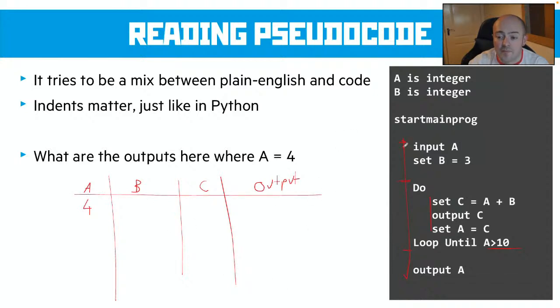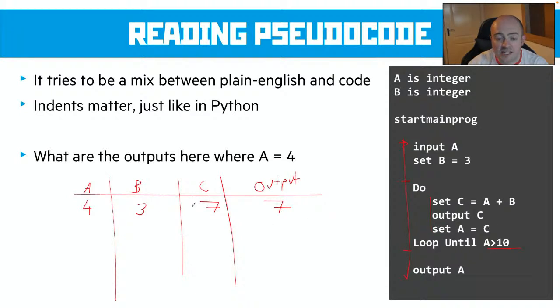So let's start the program. Input A. Well, A was 4. B equals 3. Okay, let's make B 3. Do. So we're repeating this for a while. Set C to A plus B. So C is going to be A plus B, which is 7. Output C. Okay.